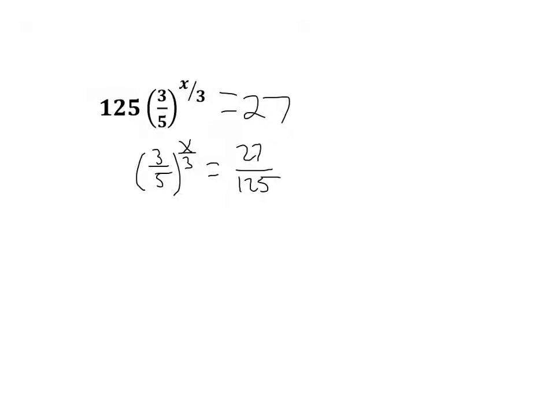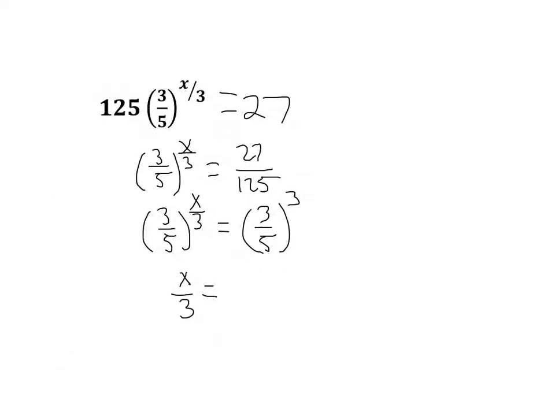So this is what I look at. 3 to what power equals 27, and 5 to what power equals 125? Hopefully it is the same, and it is. So I still have 3/5 to the x divided by 3, but this would be 3/5 to the third. So you get x divided by 3 equals 3. Why? Because their bases match each other. So you get x equals 9. Okay, let's take a look at some more.